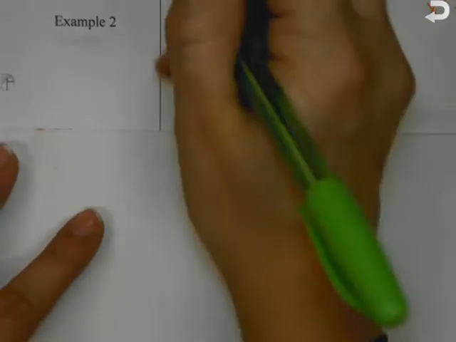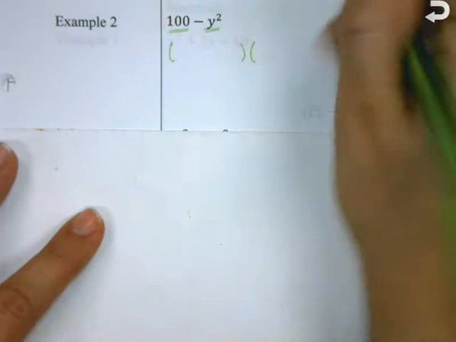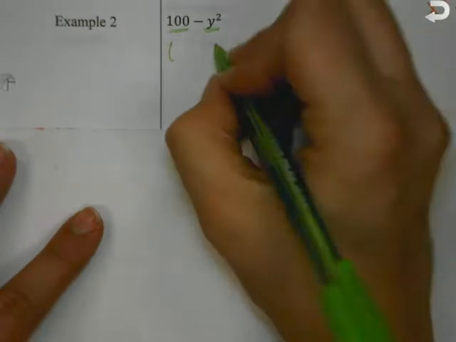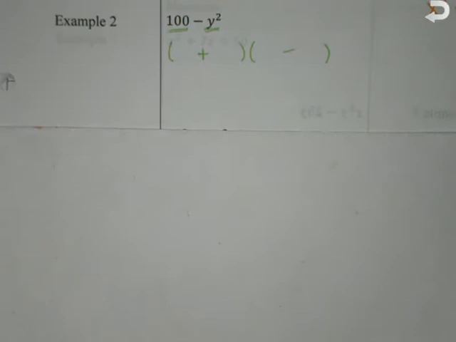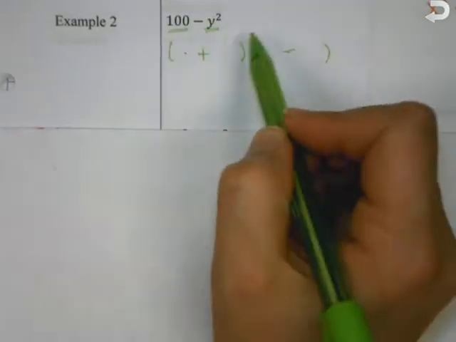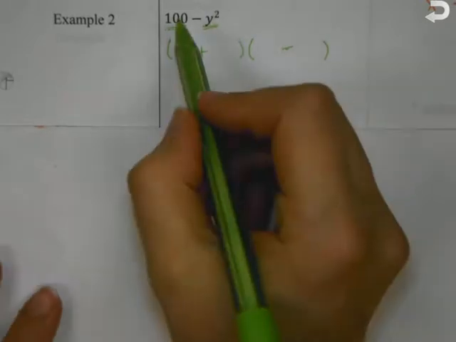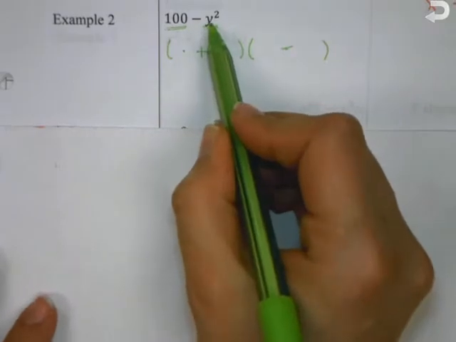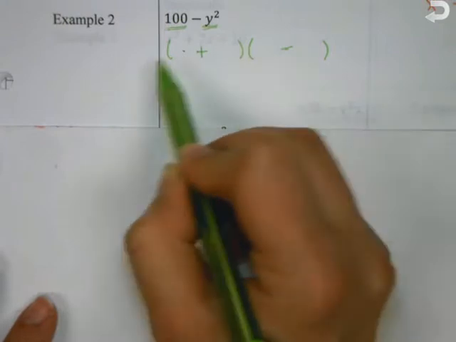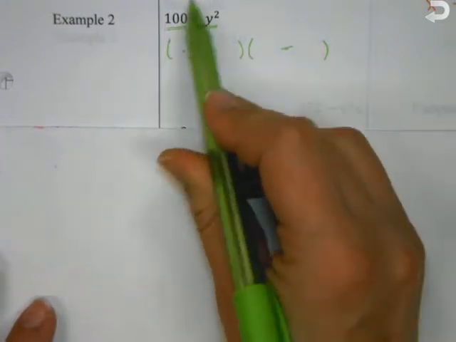Is 100 a perfect square? Yes. Is Y squared a perfect square? Yes. So let's set up our parentheses. One is plus, one is minus. And remember, we must put our numbers in the order that they are in the problem. This is the most missed thing that I see on tests, is that you guys get so used to putting variables first that you put Y in the first one. It needs to be in the order that it's given because subtraction order matters.